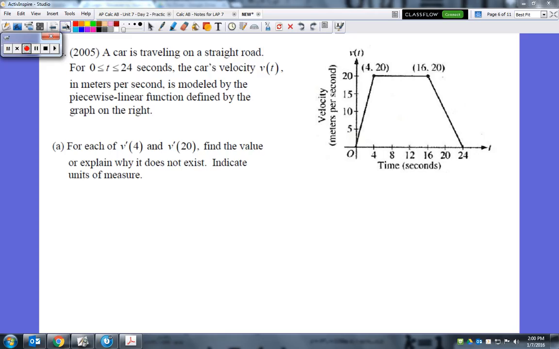A car is traveling on a straight road for 24 seconds. This is a velocity function graph, in meters per second. Now what I want you to do is tell me what's the derivative at 4 of this graph. It's undefined. Why? It's a cusp. What is the derivative? Careful, at 20. No, it's not undefined. It's not the cusp.